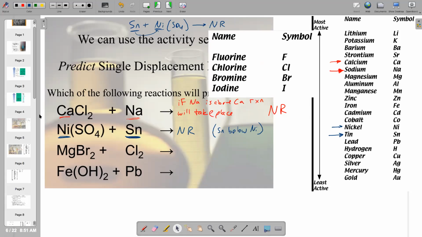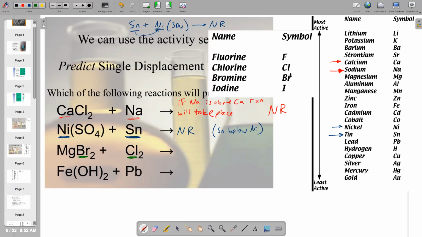the next one, this MgBr2 plus Cl2, the element that's by itself is chlorine. Now, chlorine does not appear on the metal list. Chlorine is a gas. And the criteria is to look to see what chlorine would replace. And chlorine, because it's on the list with the gases on the right-hand side of the activity series, wouldn't replace the magnesium. The chlorine would replace the bromine.